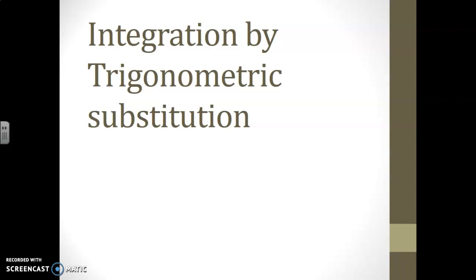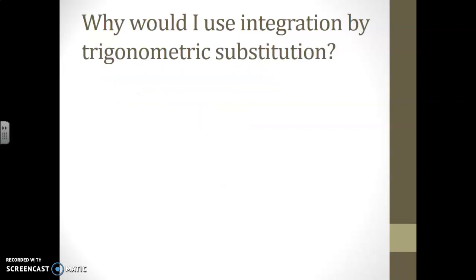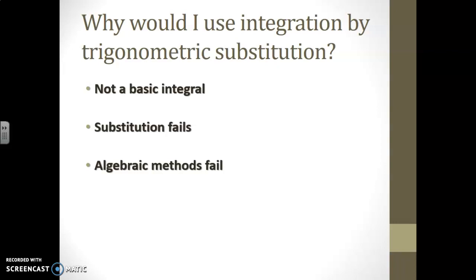Trig subs are techniques that we use for two different cases, and we will examine in this video case number 1, those that involve a squared minus x squared forms. A trig substitution is a method that we would use if the integral is not basic, if simpler methods such as substitution or integration by parts fail, or if algebraic methods fail as well. Then what we're looking for are integrals whose integrands contain either a squared minus x squared or a squared plus x squared forms.